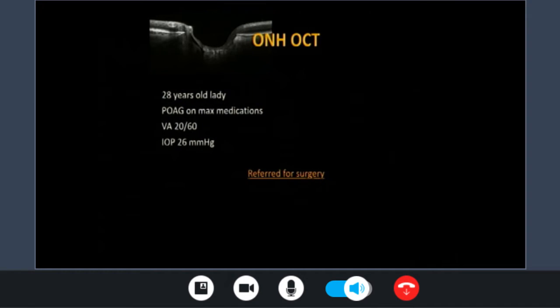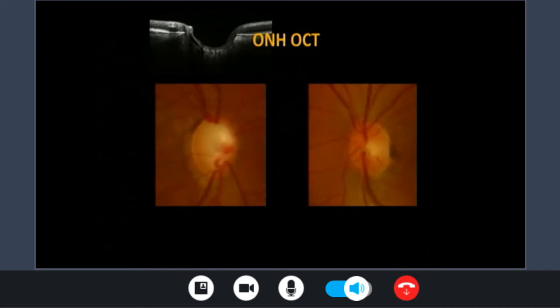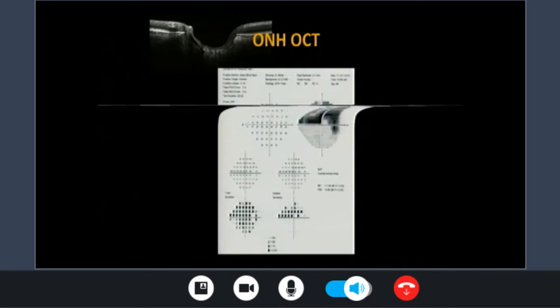This is another case. A 28-year-old lady who has primary open-angle glaucoma and is on maximum anti-glaucoma medication. Her vision is 20/60 and the IOP is 26, and she was referred for possible glaucoma surgery. As you can see here, she has a completely normal optic nerve head in the other eye, but advanced glaucoma in the eye with the open-angle glaucoma. You can see the visual field. She has a dense superior scotoma.